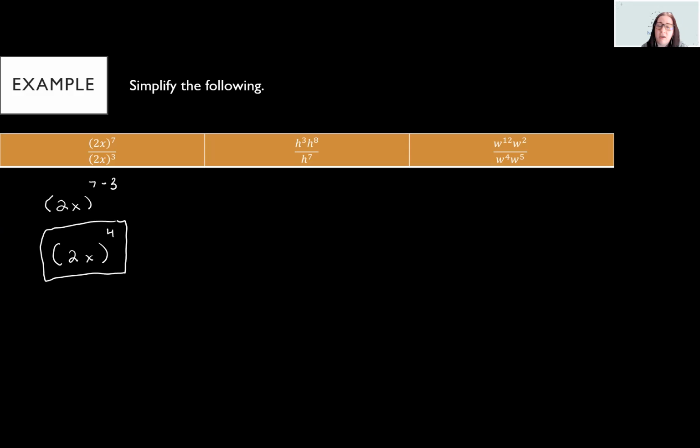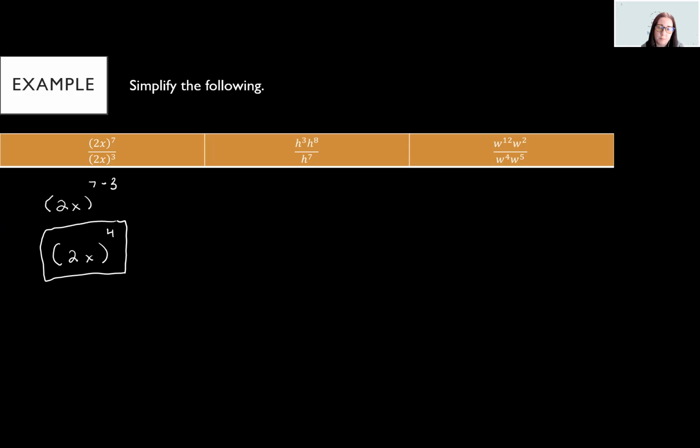Now the next two have multiple things going on here, because we've got h to the 3rd, h to the 8th over h to the 7th. And then the other one has a multiplication on both the top and the bottom. When you're simplifying something like this, we generally do the multiplication first, and then we do the division part. We use the rule where when you're multiplying, you add your exponents. So you simplify the top and the bottom first, and then you deal with the division.